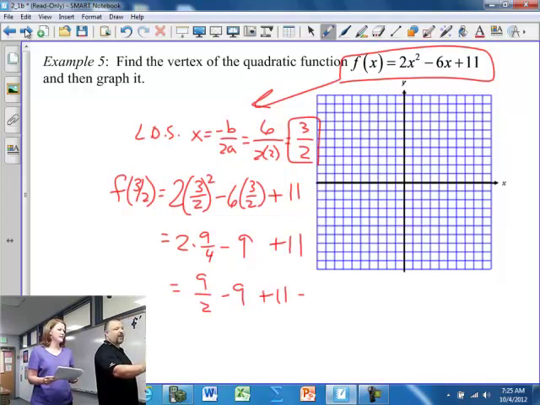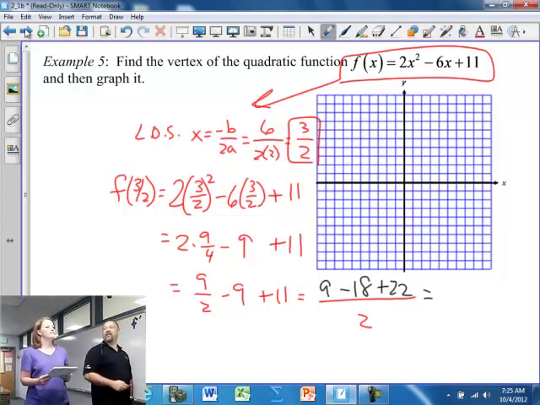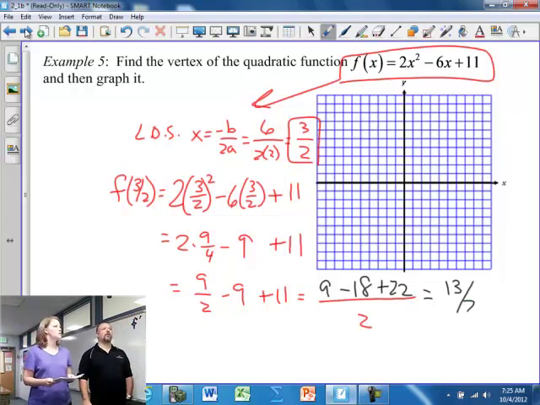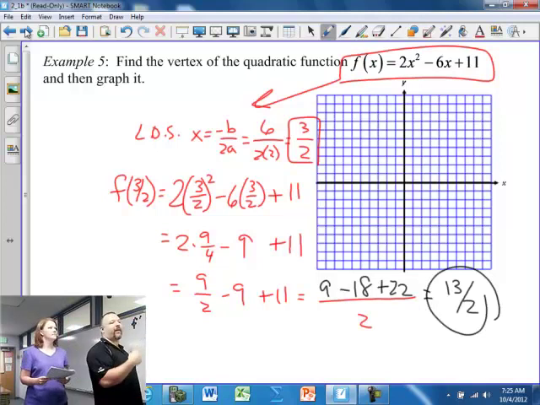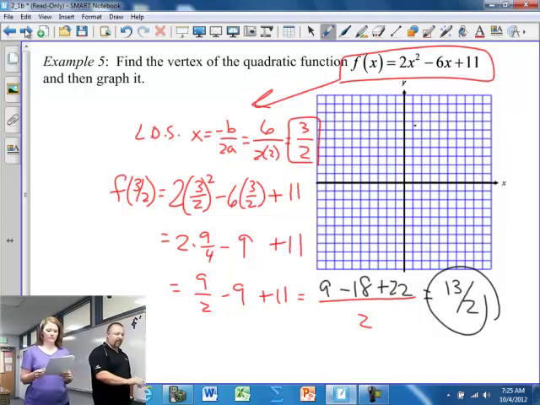Let's just put it all over 2 just to make fractions more fun. So it's 9 minus 18 plus 22 over 2. So negative 9 plus 22, is that 13? It is. Awesome. That's our y part of our vertex. So our vertex is 3/2, comma 13/2. So that's 1.5 and 6.5. 2, 3, 4, 5, 6.5. So it's right in the middle of this little box.